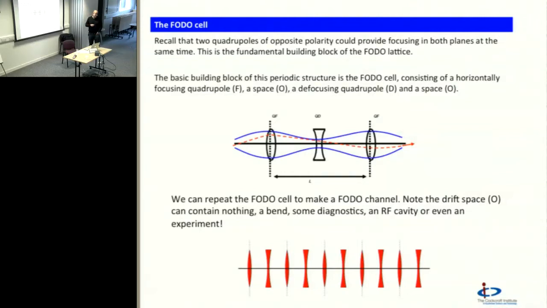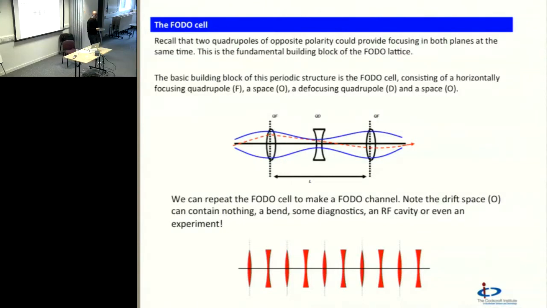There is no Professor FODO, sadly. It's just a nomenclature for a focusing quadrupole, some gap with no focusing, a drift or a dipole, a defocusing quadrupole, and then some gap, which is a dipole or a drift. So the basic building block is an alternating gradient: horizontally focusing quadrupole, space, defocusing quadrupole, and then a space. And we just repeat this basic cell to make a repeating structure which has stable beam dynamics. So this is often called a FODO channel.